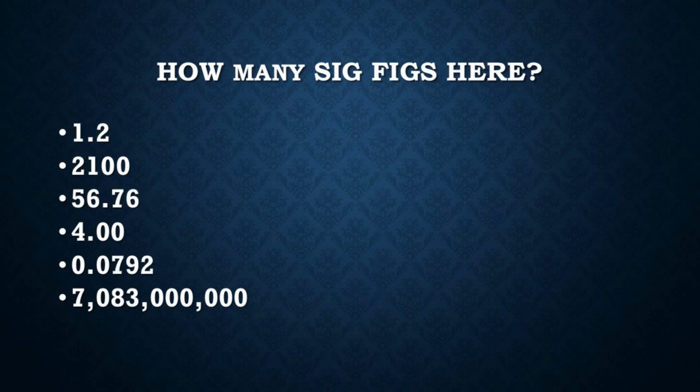How many significant figures in these examples? 1.2 is 2. 2100 is 2. 5.676 is 4. 4.00 is 3. 0.0792 is 3. 708300000 is 4.